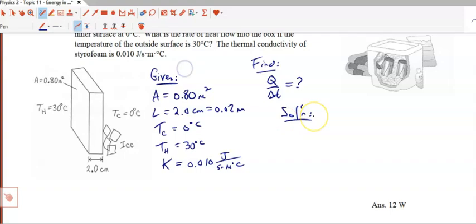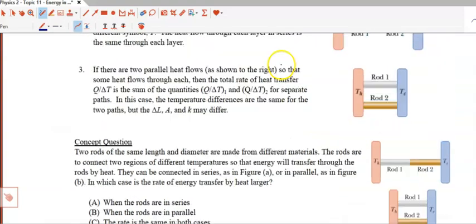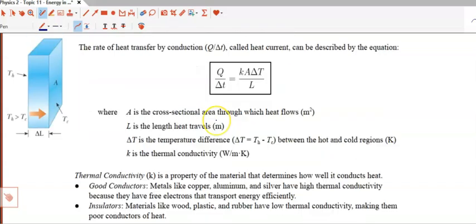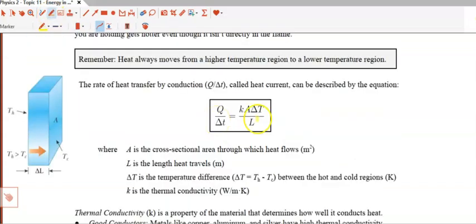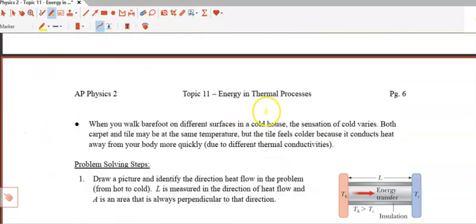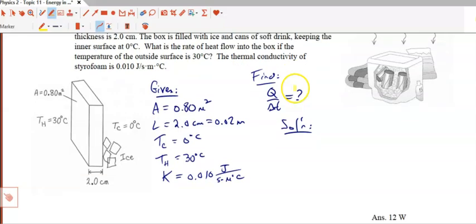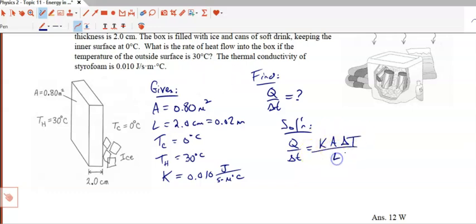So if you look back in our notes here, and we're looking at solving thermal conductivity, we're essentially using this equation on the AP formula sheet. So the heat flow per time, the energy per second, is given by the thermal conductivity multiplied by the area multiplied by the change in temperature all over L. So let's plug that in here. Okay. So Q over delta T equals K A delta T all over L.